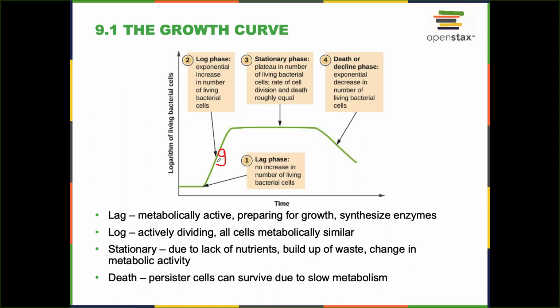Cells are still dividing, right? They're still going to continue to grow, but the rate of cell division equals the rate of cell death, approximately, right? So for every one cell that dies, one cell is going to divide. So that's why we see this plateau in number. So cells are still metabolically active. Cells are still dividing. However, population has stopped growing, right? No increase in number.